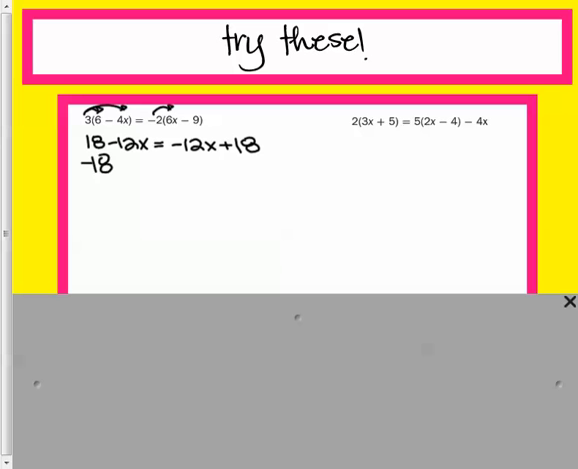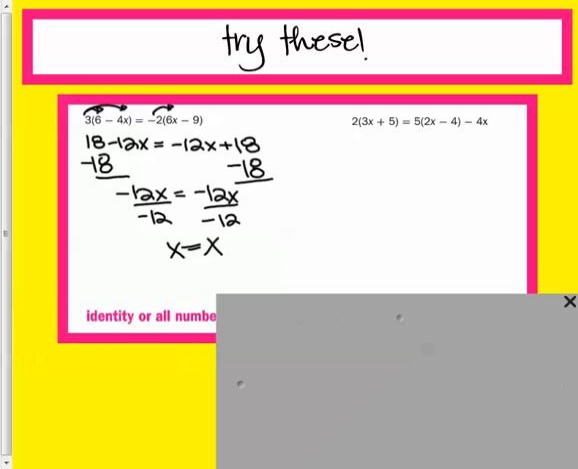So if we take 18 away from both sides to try to isolate the x, we get negative 12x equaling negative 12x. If we divide by a negative 12, then x equals x. This is our identity, or all numbers. So we can say infinitely many solutions.